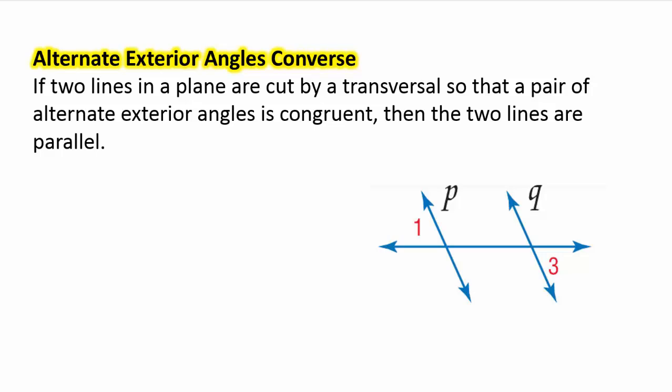The next one is the alternate exterior angles converse. Again, if we have two lines that are cut by a transversal, and they have a pair of alternate exterior angles that are congruent, then you can say that the two lines are parallel. For instance, P and Q, we don't know if they're parallel or not. But if I were to tell you that angle 1 is equal to 76 degrees, and angle 3 is also equal to 76 degrees, you know these two are congruent. We can therefore say that these two lines are parallel.